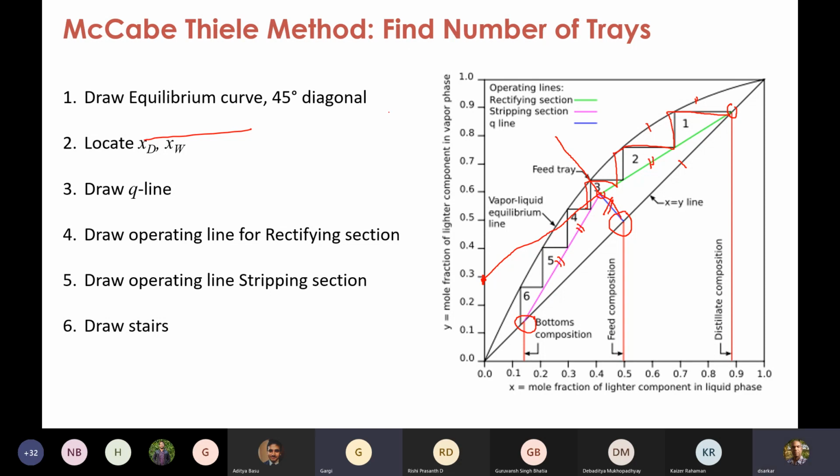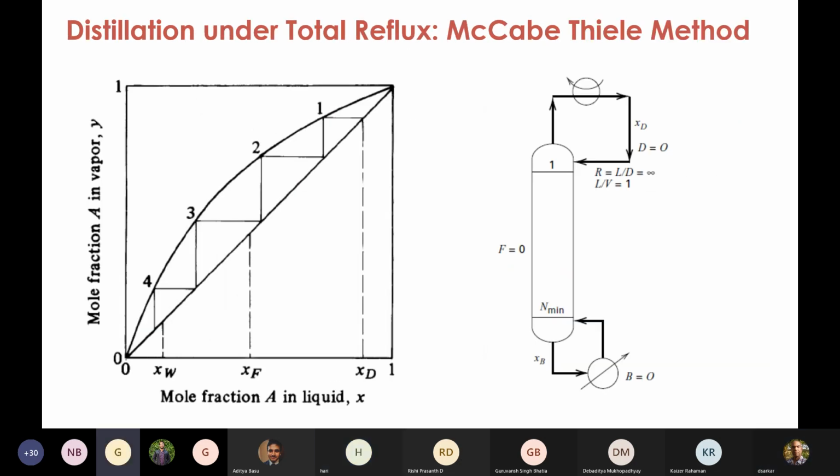Now, what will happen in case of total reflux is that under total reflux condition, you do not take out any product from the top, you do not take out any product from the bottom, and you also do not enter any feed to the distillation column. So whatever amount you have charged, you then switch off the feed line, the top product line, and the bottom product withdrawal line. So all the vapor that escapes from the top is condensed and sent back as reflux.